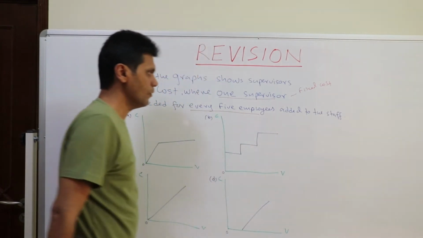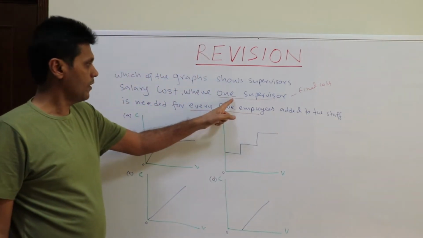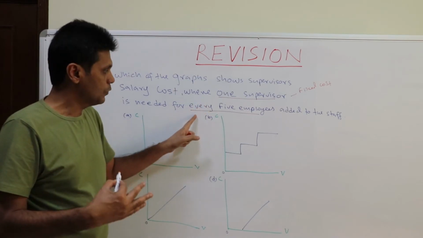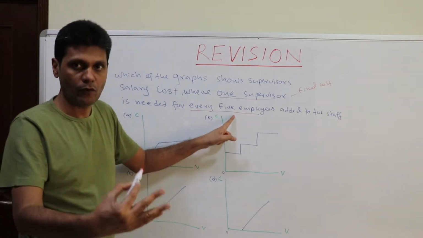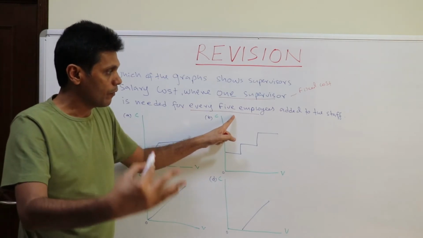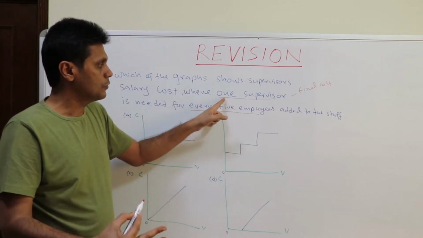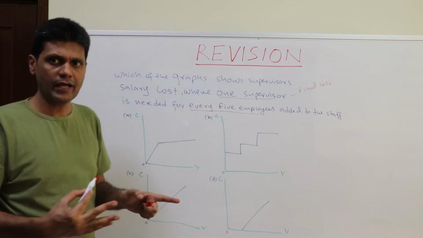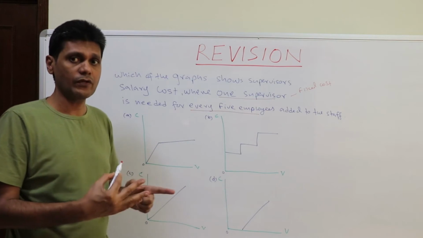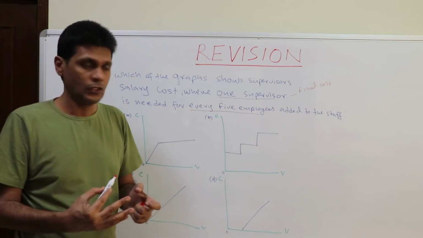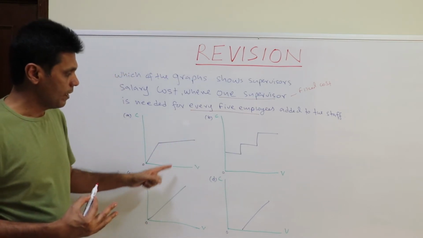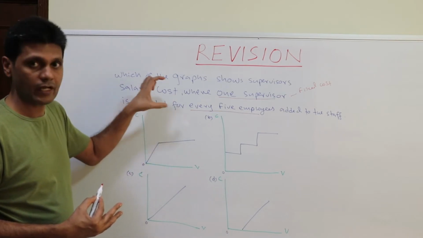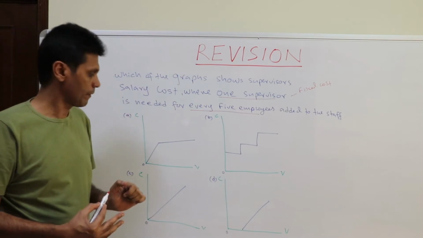Okay, so therefore this fixed cost, the supervisor salary, will increase as you increase the number of employees. So every 5 employees added to the staff, you need to add one supervisor. So these kind of fixed costs are known as step fixed cost. So let's go through the graphs and we'll identify which graph illustrates the cost described in this particular question.